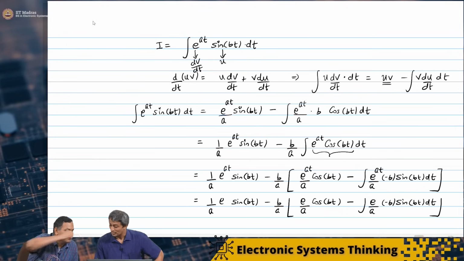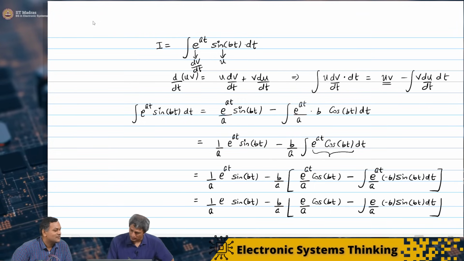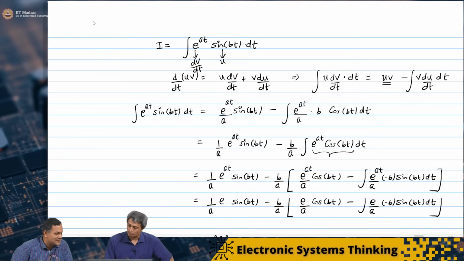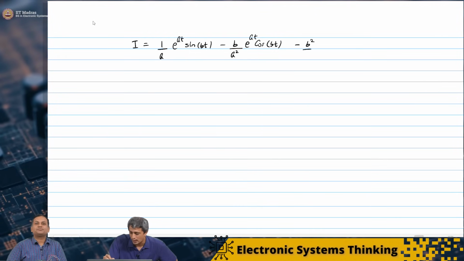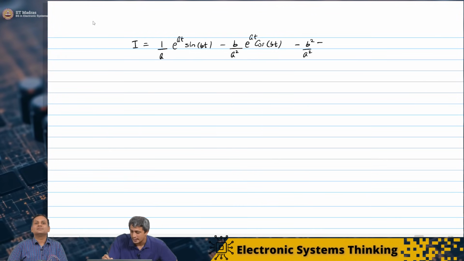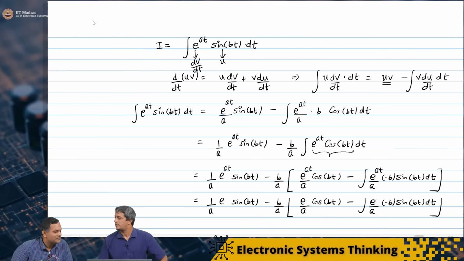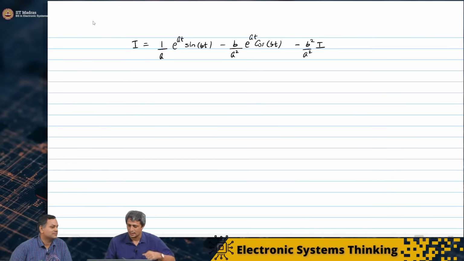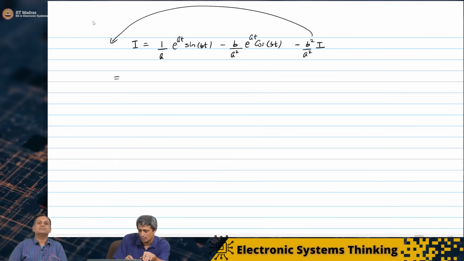and then this negative sign is going to cancel, so I'll retain the minus sign. So you'll have minus b squared by a squared into I, because that integral of e^(at) sin(bt) dt is back. Now I will just reorder this, bring this term here.